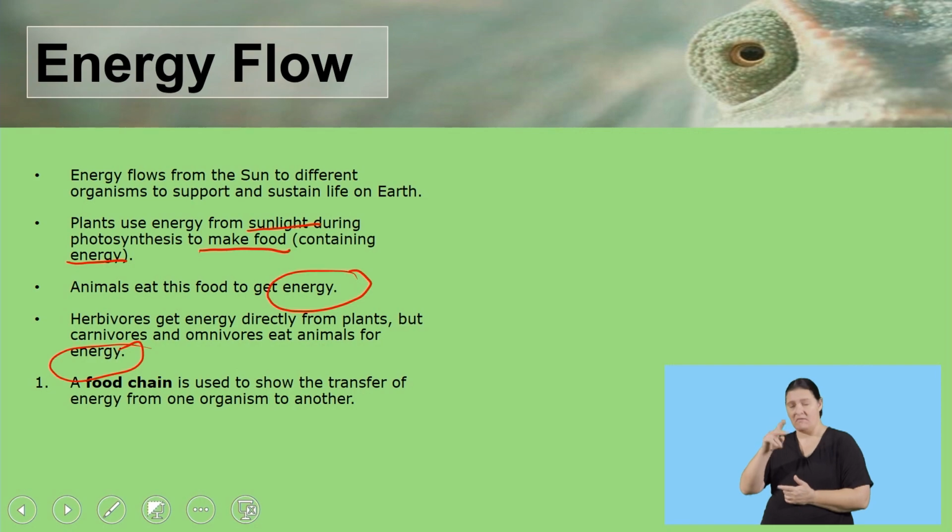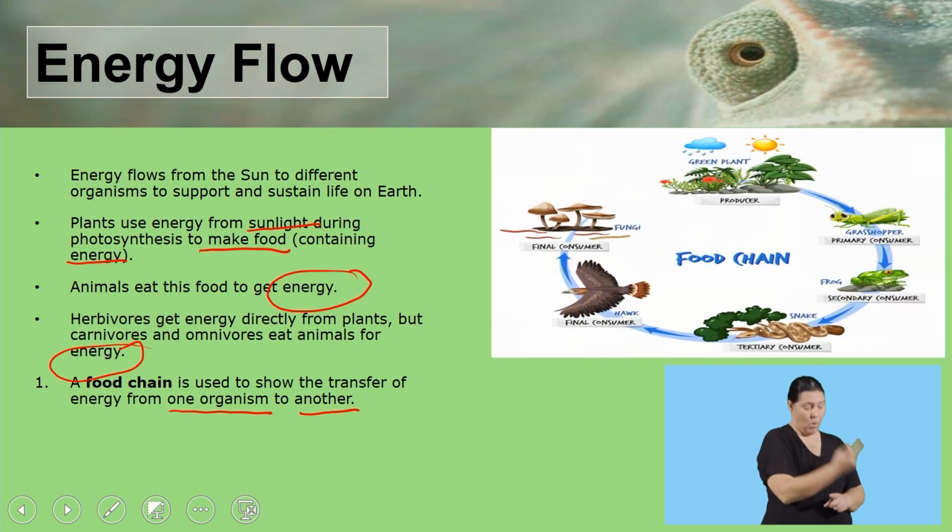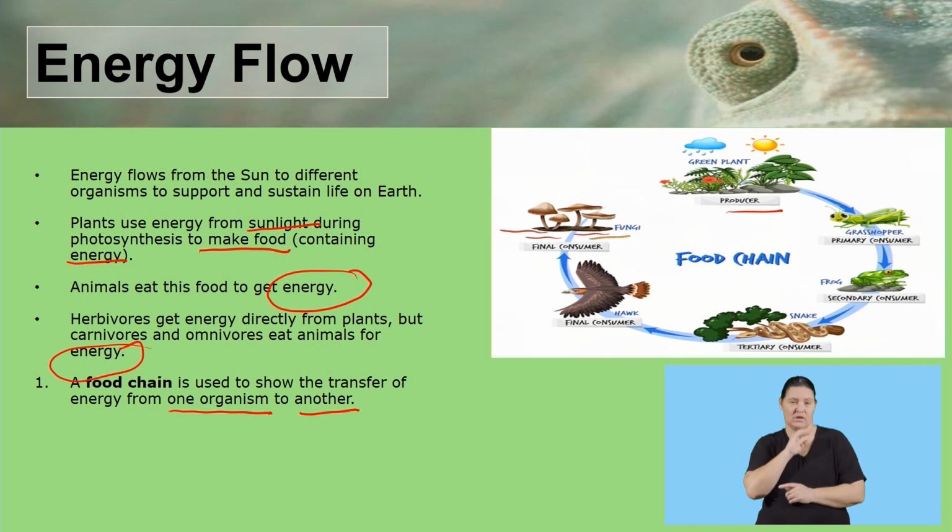Now, there are two ways in which energy is transferred. The first one is through a food chain. A food chain is used to show the transfer of energy from one organism to another organism. Let us look at this picture. So here we have a nice example. We have producers. If you remember, producers are green plants or plants that are able to make their own food. So we have these green plants being eaten by the grasshopper. So the producers or the plants are being eaten by the grasshopper. So the energy moved from the grass to the grasshopper.